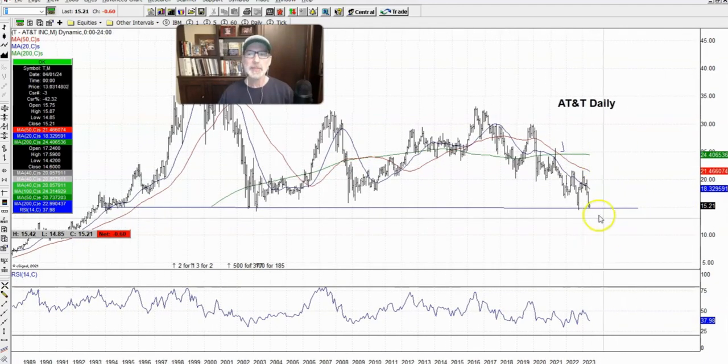So use that as a potential opportunity to get long. Okay, you nibble a little bit, because if it falls through, it could keep going all the way down to $10. But if it bounces, then you may have gotten yourself in on the lows there. So keep an eye on AT&T.